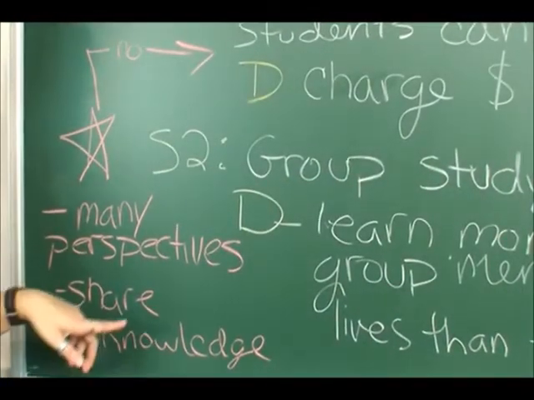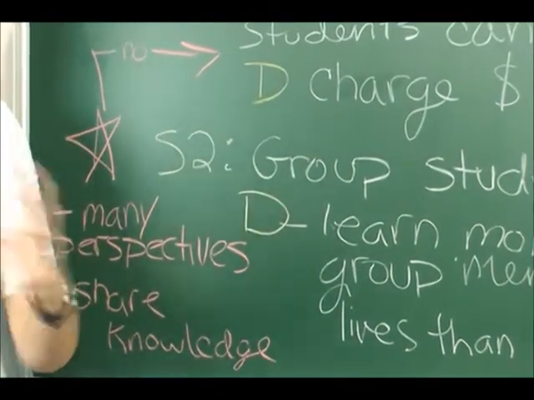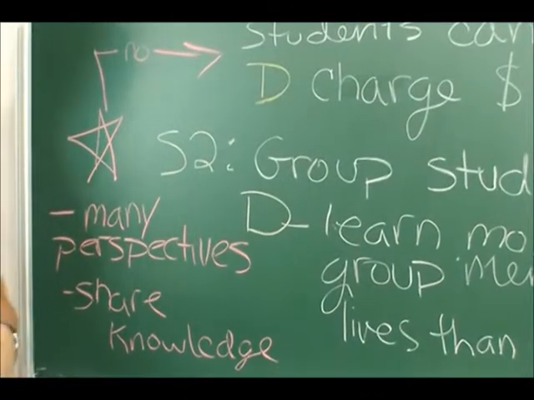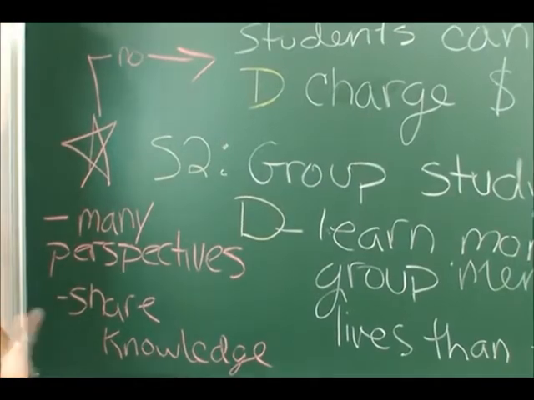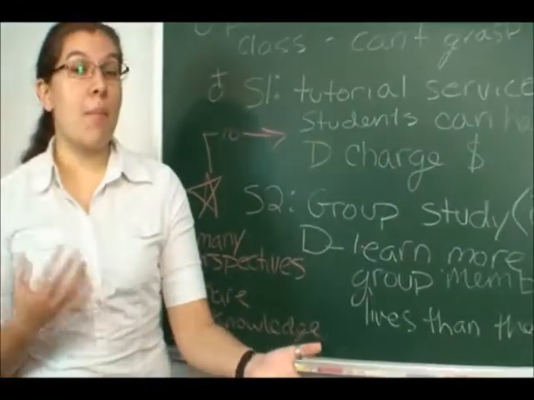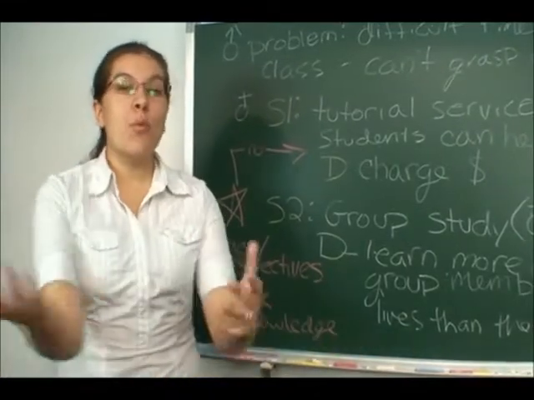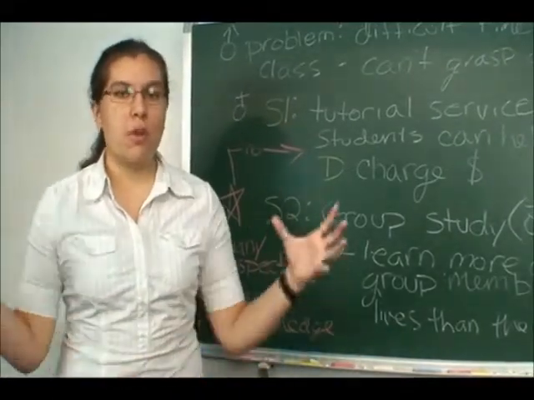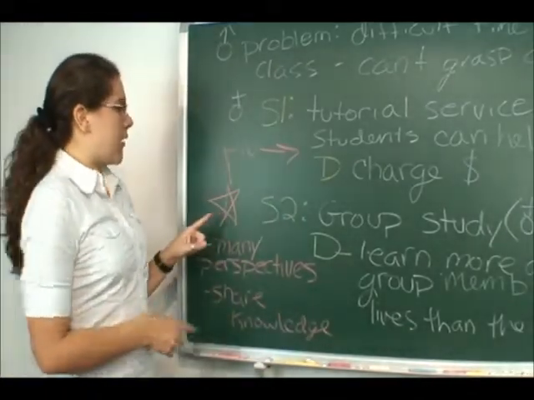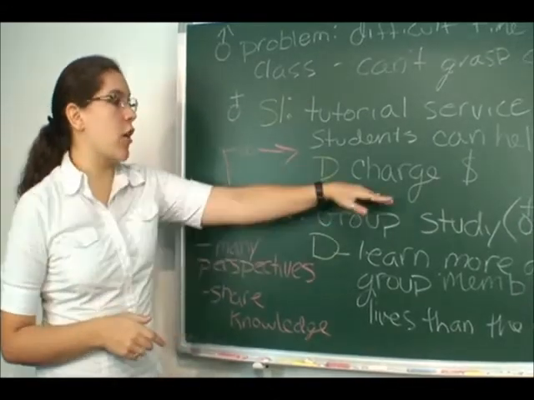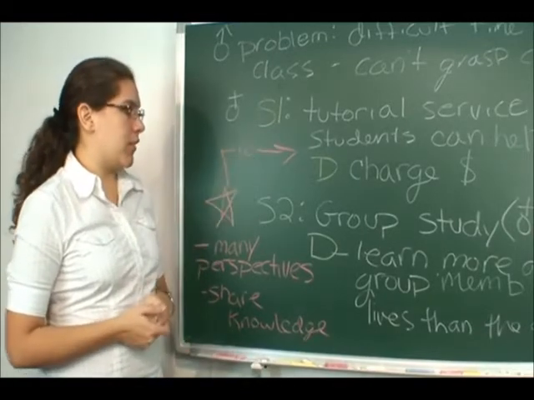And I chose solution 2 because with the group study, there are many perspectives. There are many people getting together trying to solve one problem. And everybody can share their knowledge. So something that I don't know, somebody else might, but I might know something that somebody else doesn't know. And as a group, we can sort of pool our knowledge or put our knowledge all together, and everybody will benefit. But also because there's no money, there's no charge associated with it. It's free. So I drew an arrow, put no in the middle of it.